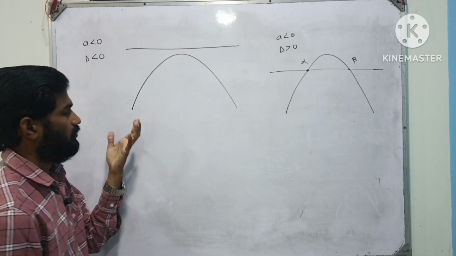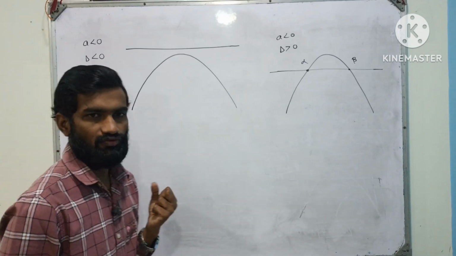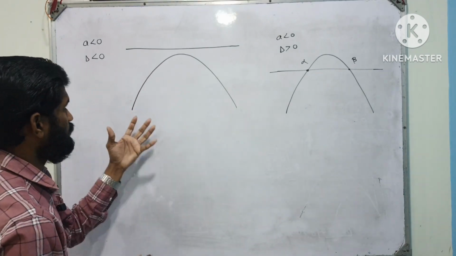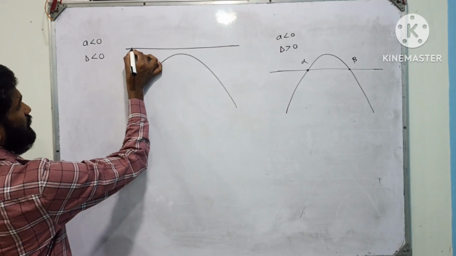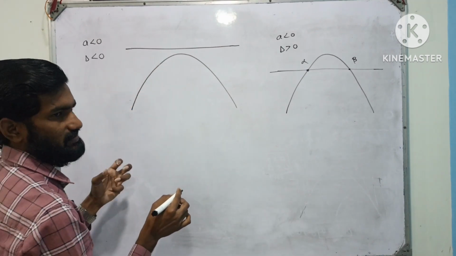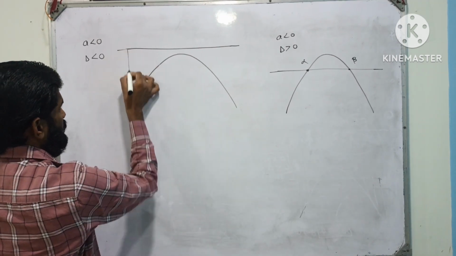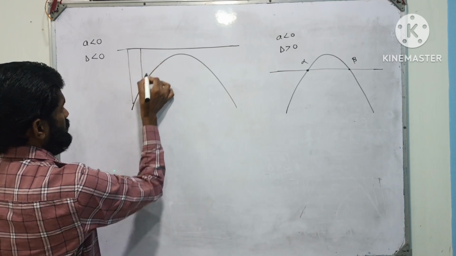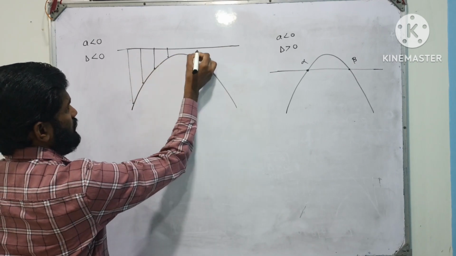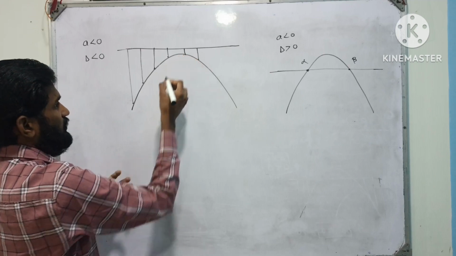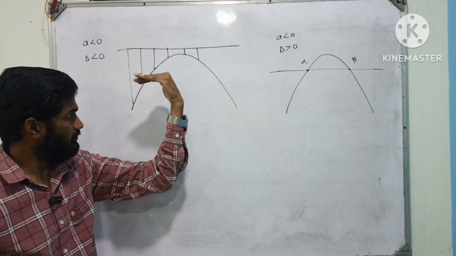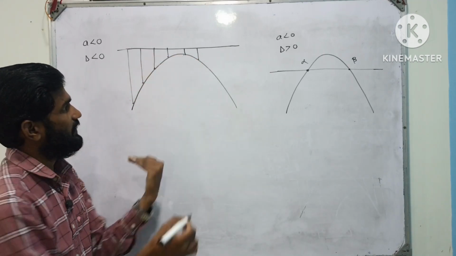Okay, now what is the sign of this quadratic equation? Now we'll discuss. If you observe here, at each and every point of x, for all values of x, we are getting negative. If you want, you can check. Everything is below the x-axis only.